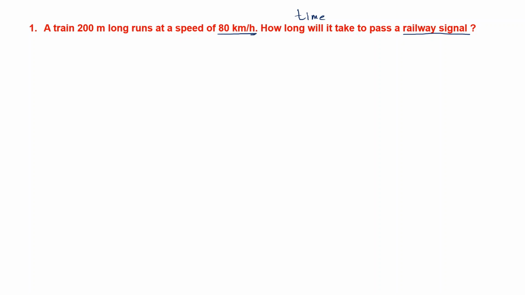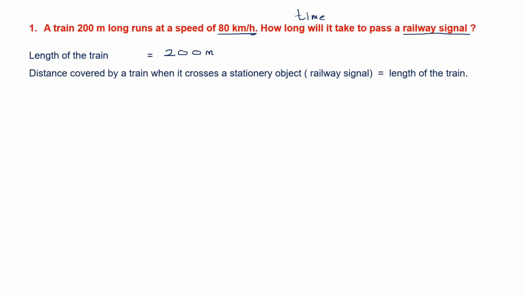So now let's begin. Length of the train, that is 200 meters. And we know that whenever you have to find time, we need distance. The distance covered by a train when it crosses a stationary object, in this case a railway signal, is the length of the train. Now in the question, distance is not given. So how do you find the distance? It is the length of the train. Length of the train is 200 meters. That means distance is also 200 meters.